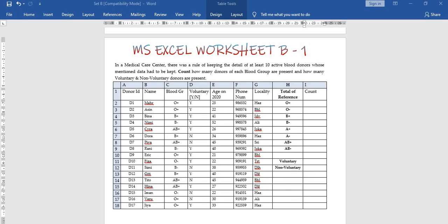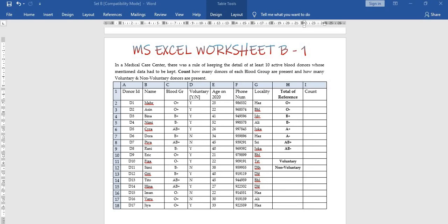Here comes the first worksheet of set B. In a medical care center, there was a rule of keeping the details of at least 10 active blood donors whose mentioned data type had to be kept. Count how many donors of each blood group are present and how many voluntary and non-voluntary donors are present.